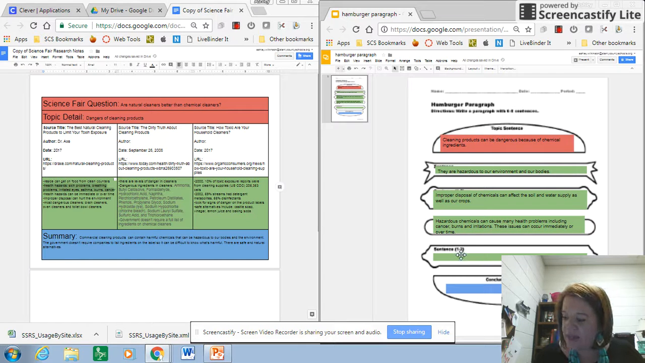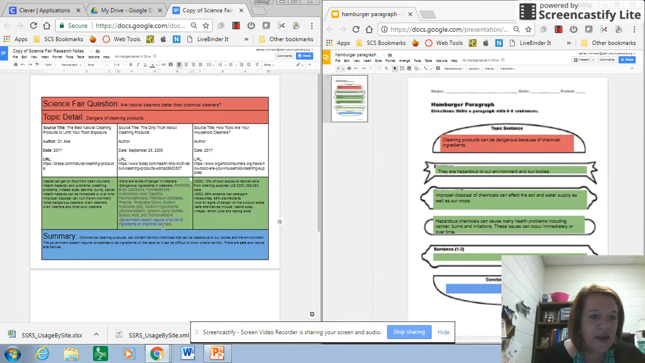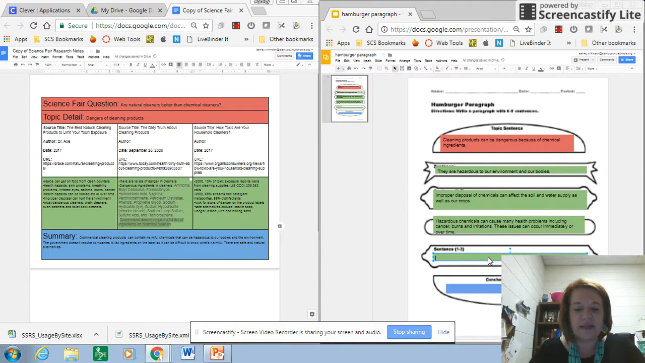Okay, and then my last sentence, down here in my summary, I included a sentence about the fact that the government doesn't require ingredients to be listed, and it's also right here. I found it on this website as well, this last little bullet point. So that's going to become my last detailed sentence in my paragraph.